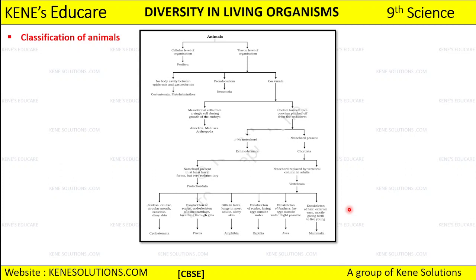The level of organization of animals is of two types: cellular level organization and tissue level organization. And then how the 10 phyla and the 6 classes of Vertebrata are further divided, you will get that idea from this chart itself.